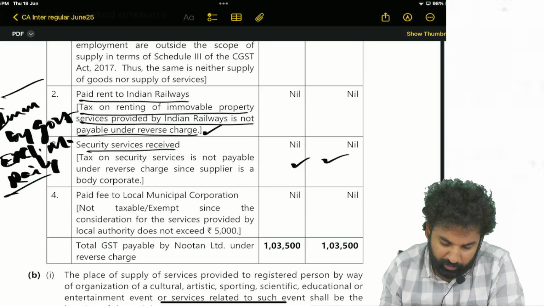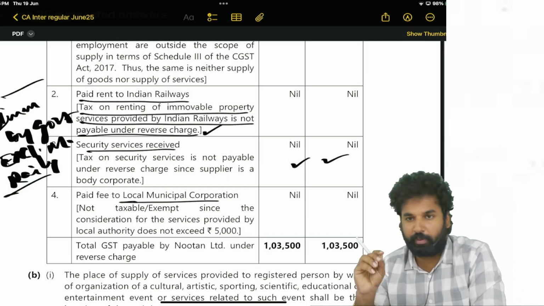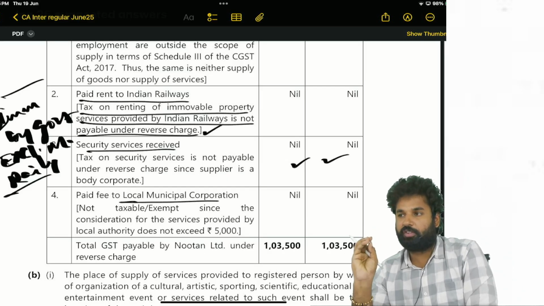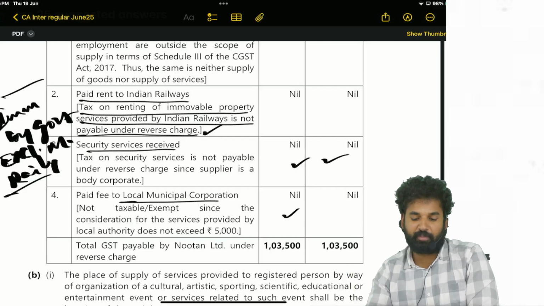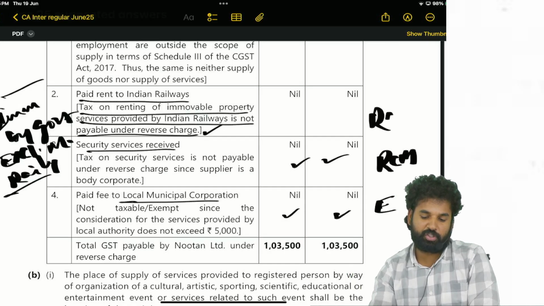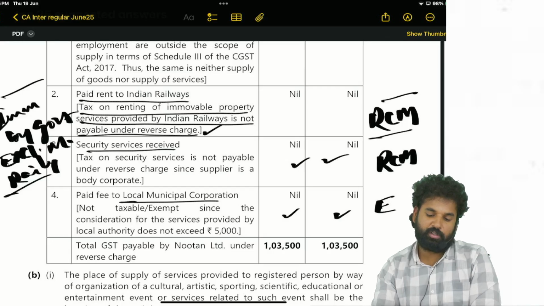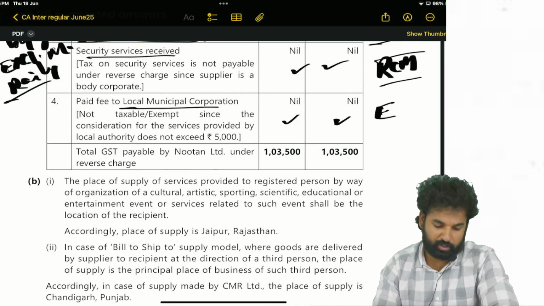So that nil. Next, local municipal corporation, that means local authority is giving services where the consideration is less than, sorry, 5,000. Consideration is less than 5,000, then it is exempted. This is exempted. Okay, this is not reverse charge.